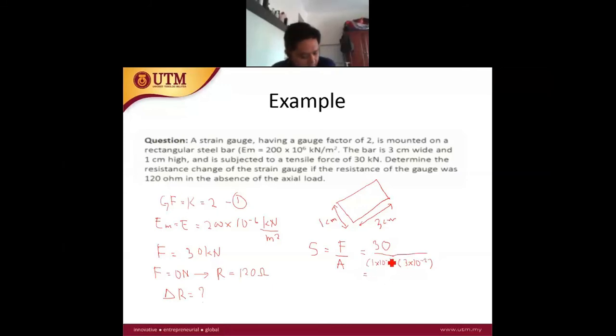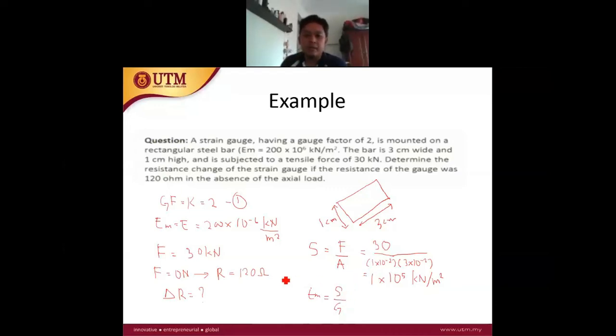So we have our strain to be 1 times 10 to the power of 5 kilonewton per meter square. So now we know our stress. Next we need to calculate the gauge factor, from the Young's modulus. So we know that E is equal to S over G.